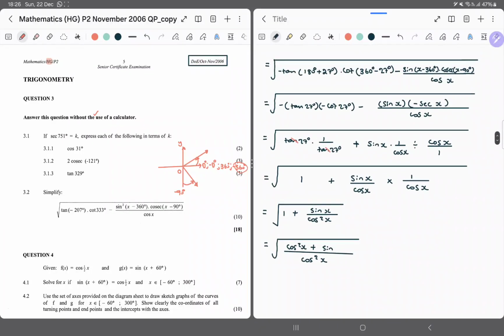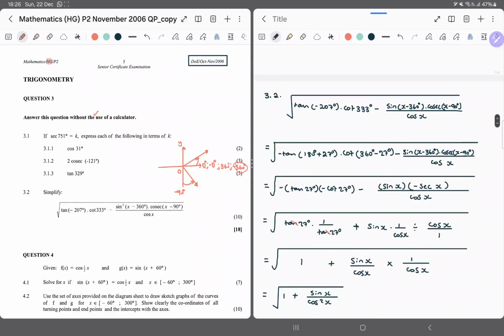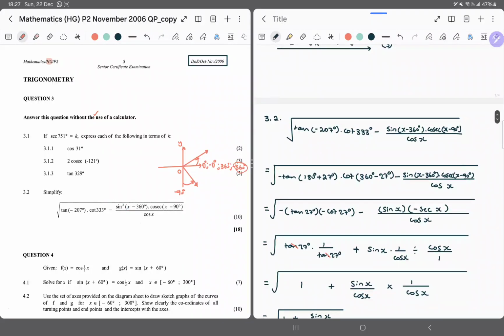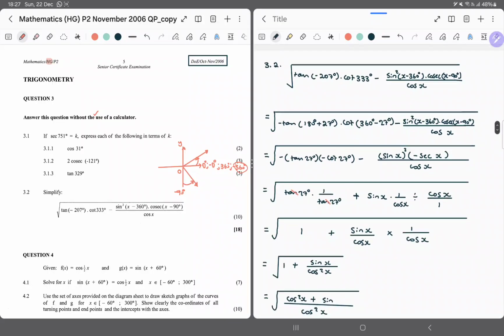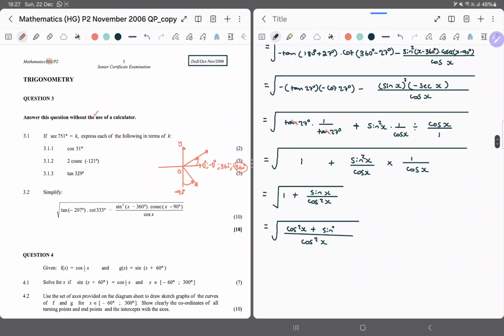Wait a minute. This sine of ours is squared. Yes. Mistakes, guys. So this is squared. Okay, this is squared. That is squared. So this is sine squared x. Careful, folks. So sine squared x. So when the algebraic expression is quite hectic, it's easy to make these errors.